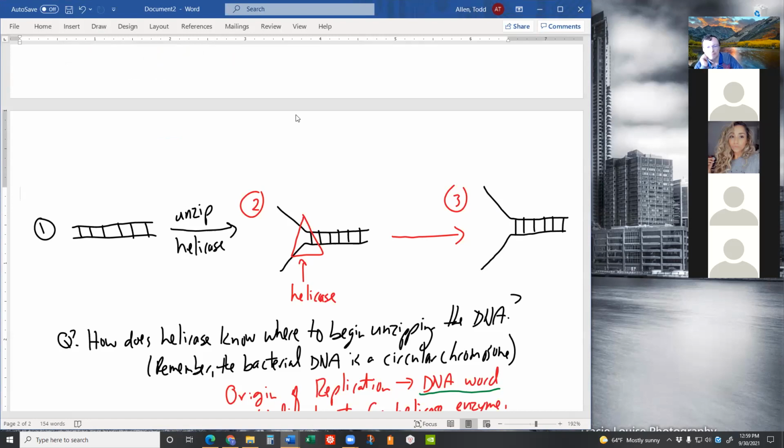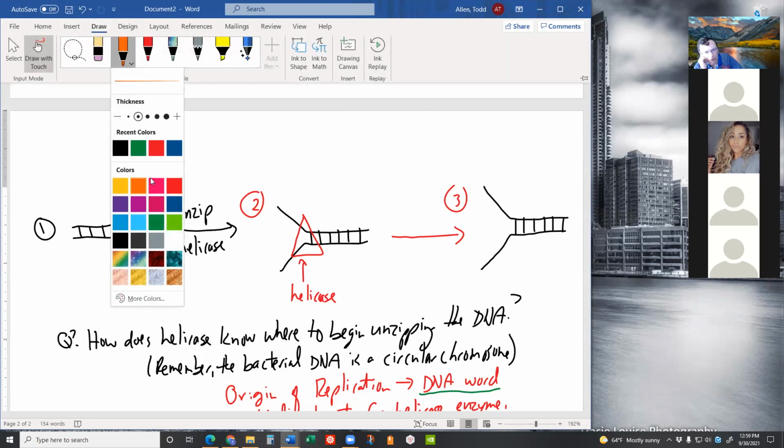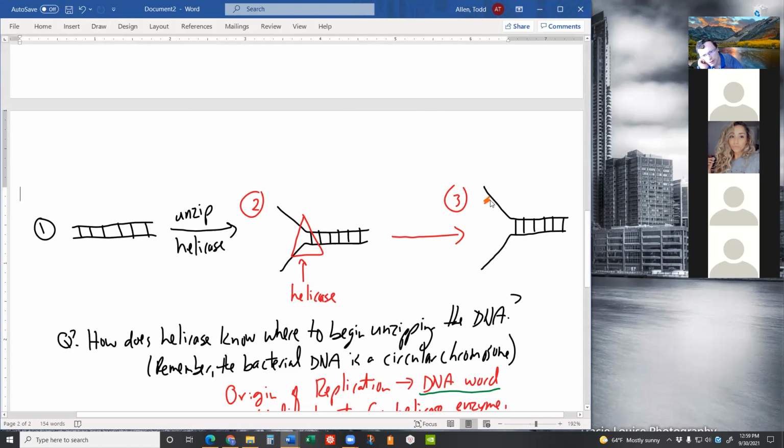All right. And so I will make the snippets of RNA. I'll make them little pieces of orange here. Okay, little pieces of orange. So this is RNA. This is an RNA primer.